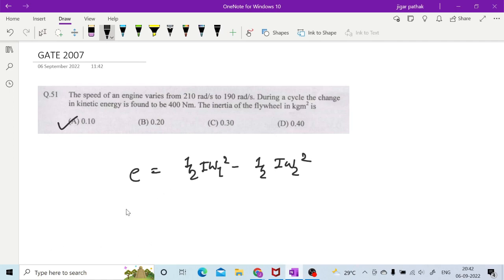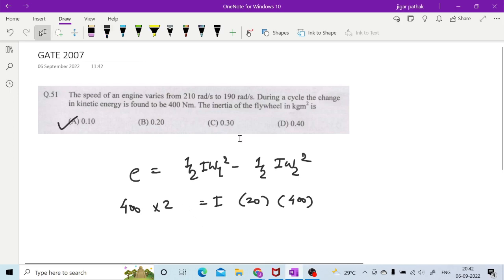So I guess it is very straightforward, right? This 400 into 2 is equal to I, omega 1 minus omega 2, which is 20, times omega 1 plus omega 2, which is 400. Right? So this way you can get I is equal to 0.1. Clear?